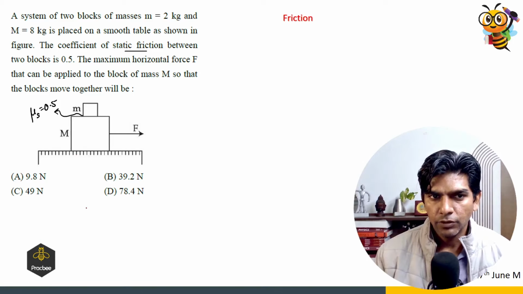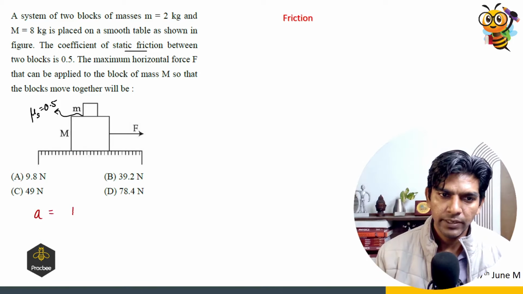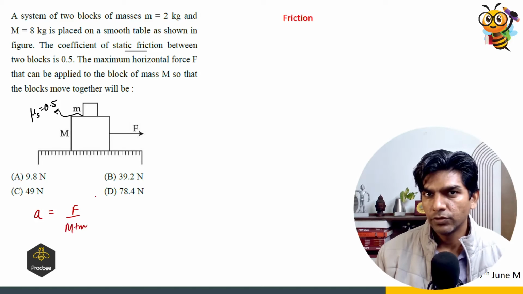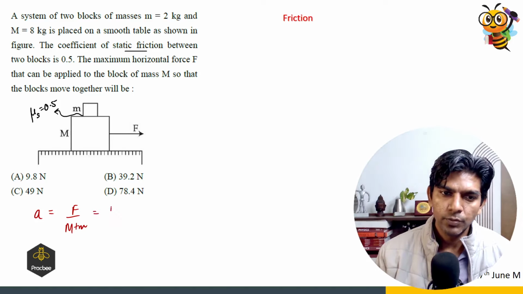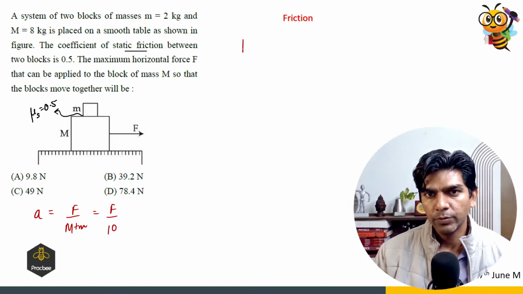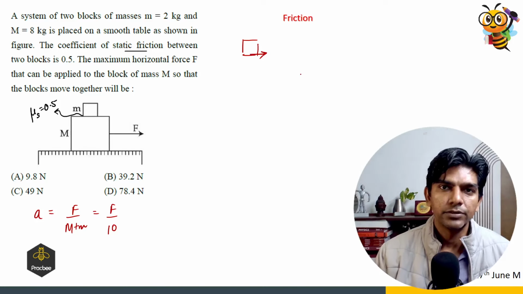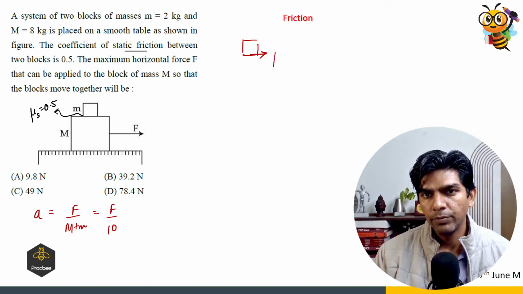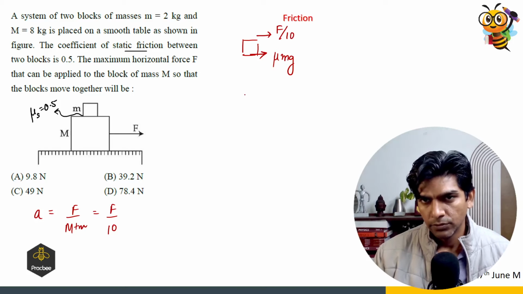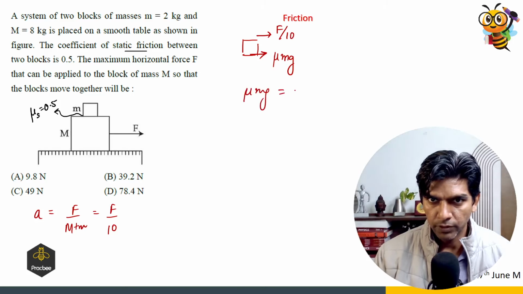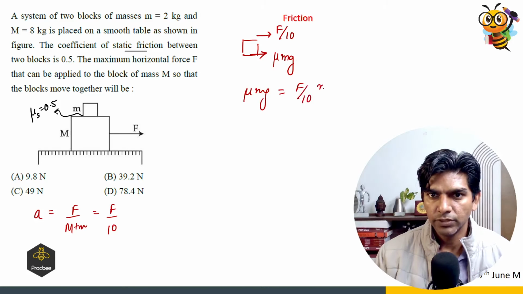So first let us find the common acceleration. So common acceleration will be F divided by capital M plus small m. Frictional force is internal to the system, so we don't have to worry about that. So it comes out to be F divided by M plus small m, that will be F by 10. Now if I draw the free body diagram of small m, it will experience frictional force in the right direction. And this frictional force will be mu times small mg. It is a limiting frictional force and it has an acceleration of F by 10. So we can say mu mg will be equal to F by 10 times the mass of this small m.